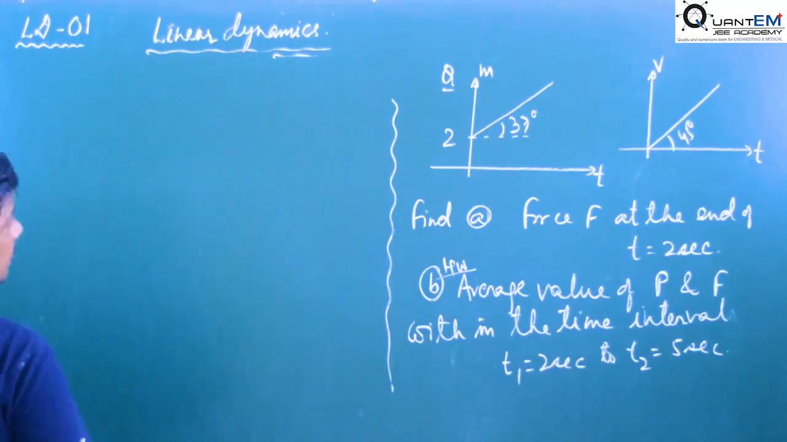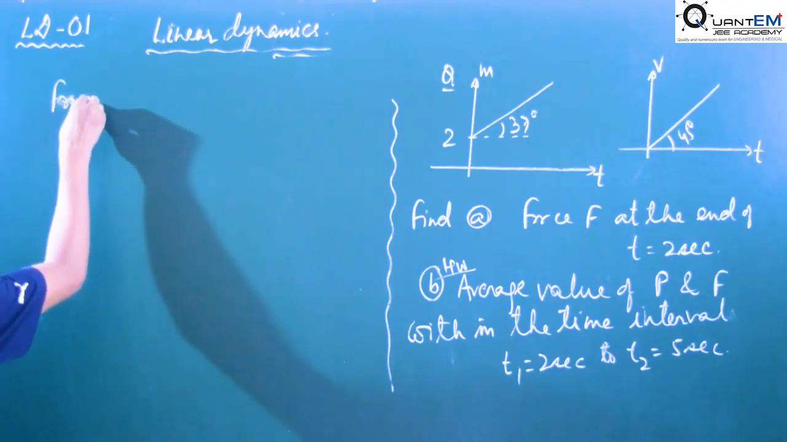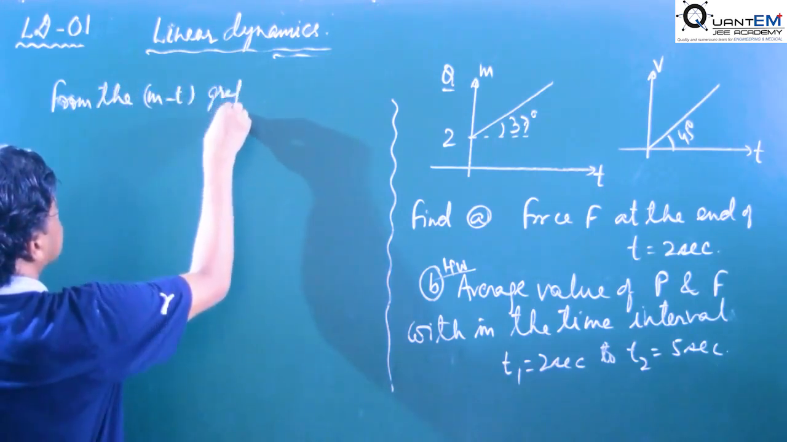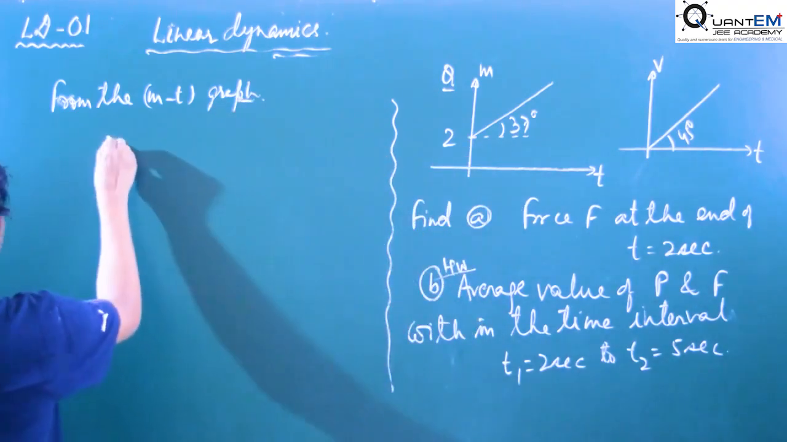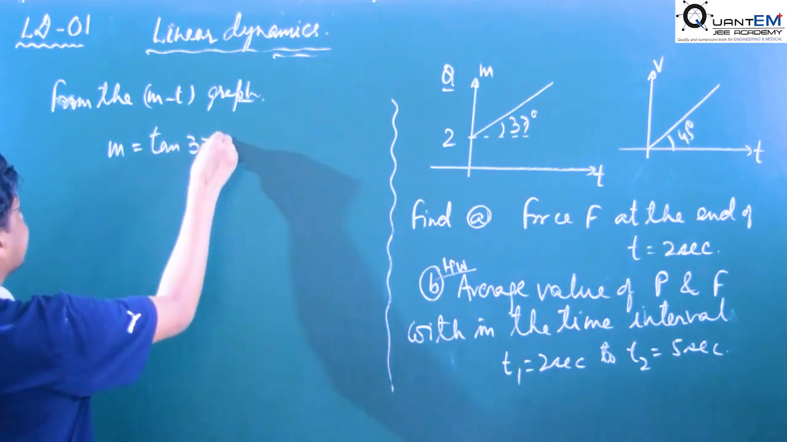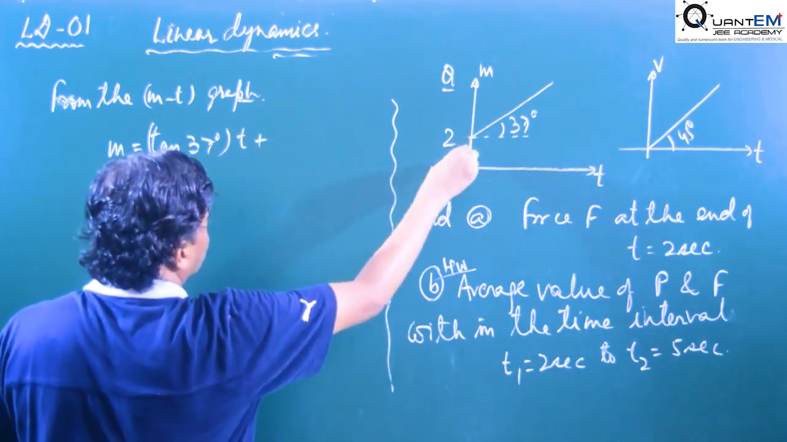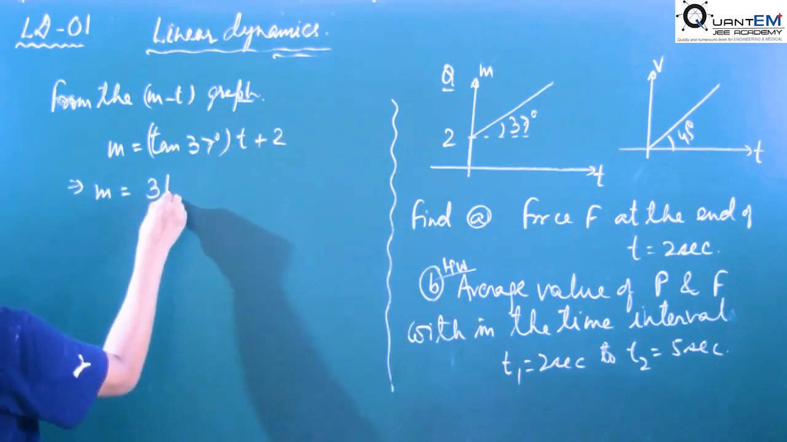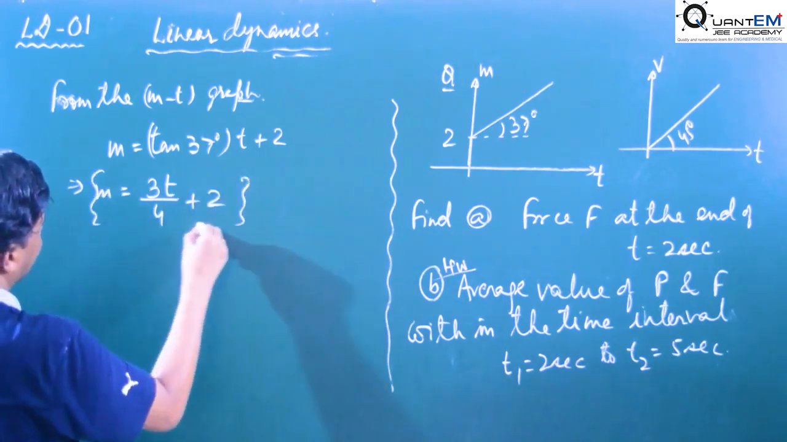See, the mass-time graph. From the mass-time graph, it is a straight line graph. It is in the form y is equal to mx plus c. So mass is equal to slope times t plus intercept. The angle we have is 37 degrees, in place of x we have t, and the intercept is 2, so plus 2. So what we get is mass is equal to 3t by 4 plus 2. So this one is the value of mass.